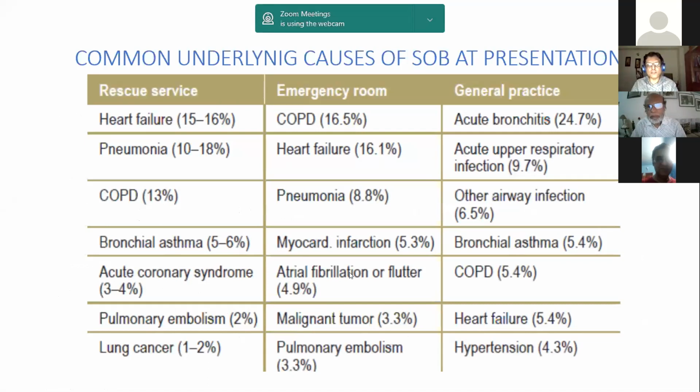This is just a recapitulation of what I have told before. For the rescue service, the paramedics arriving in the ambulance, and the emergency room patients, COPD is a very important cause. This is European data, about 17%, heart failure 16%, pneumonia about 9%, then myocardial infarction, cardiac arrhythmia, malignancy, and pulmonary embolism. The percentage for pulmonary embolism is relatively small, but many patients remain undetected, and it is a very difficult diagnosis. In general practice, the epidemiology is a bit changed. Here respiratory infections, asthma, and COPD predominate, as well as heart failure.